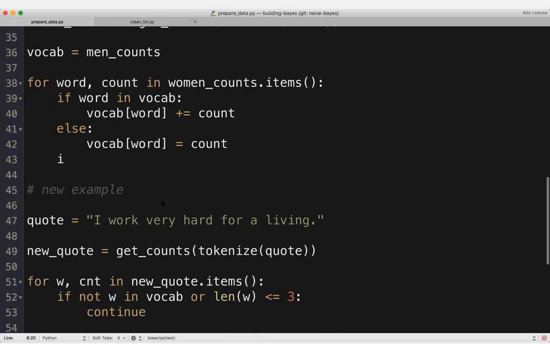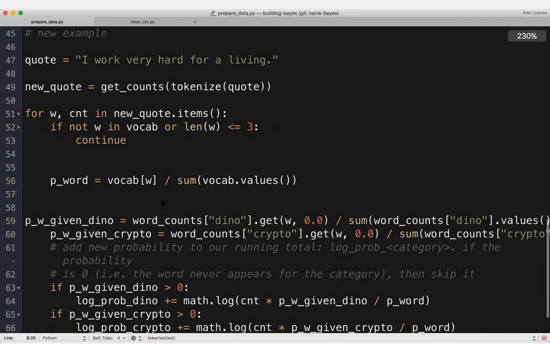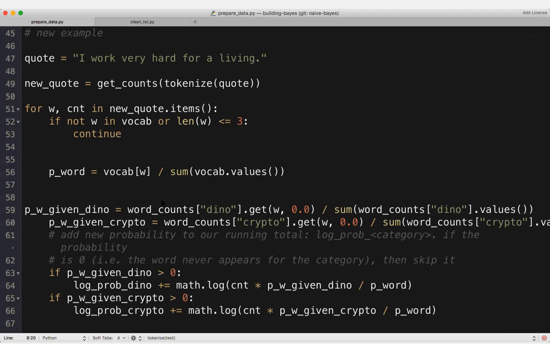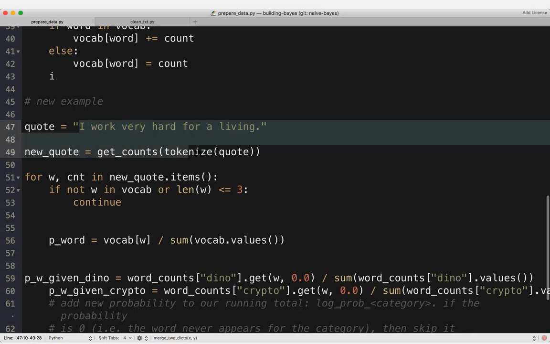The code I was looking at or trying to reuse, and we'll shrink it back down a little bit, was from there. Once I have my word counts, I'll have a new piece of text come in, and I'll say, given on a word-by-word basis, for like the quote that I put in there. So I put in, I work very hard for a living.